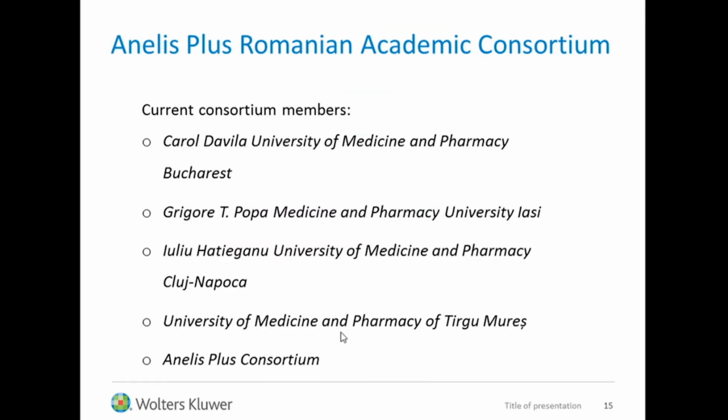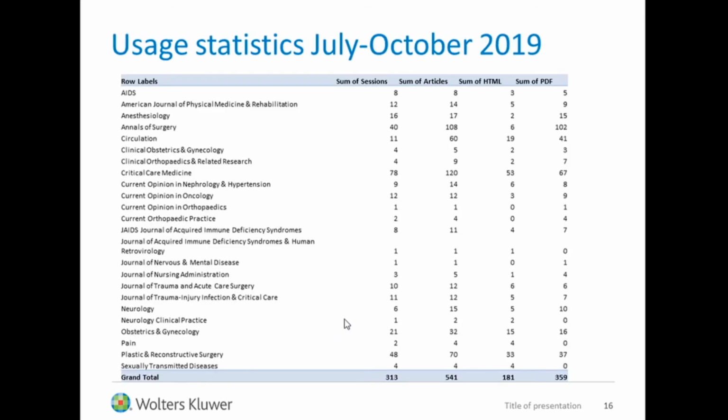And I just wanted to mention the Analyst Plus Romanian Academic Consortium, which we started this year. We have a list of current customers, current subscribers inside the consortium. And I just wanted to show you the statistics. I don't know if you can see anything, but these are statistics covering the time period from July to the end of October 2019.